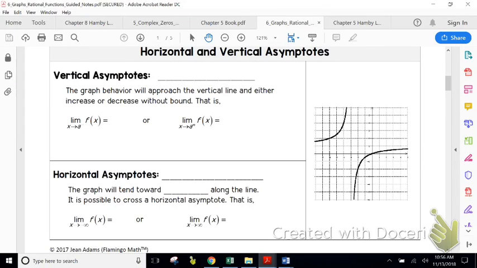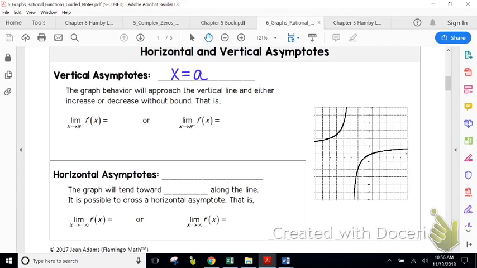All right, so let's talk about horizontal and vertical asymptotes. So let's start with vertical asymptotes. They're going to have the equation x equals some number, so we're just going to say a. The graph behavior will approach the vertical line and either increase or decrease without bound.